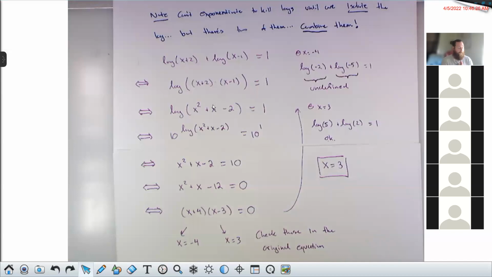But that is it from me for today. This is how we solve logarithm and exponential equations. Any questions before I let you guys go?